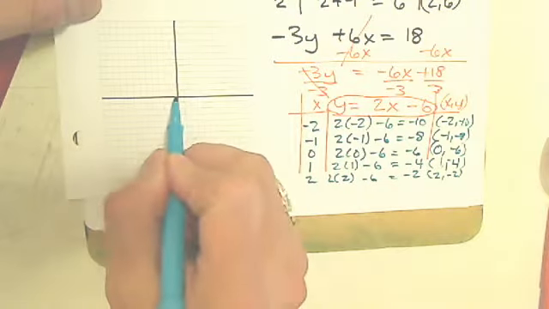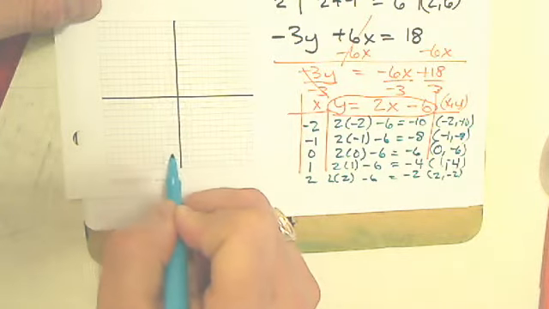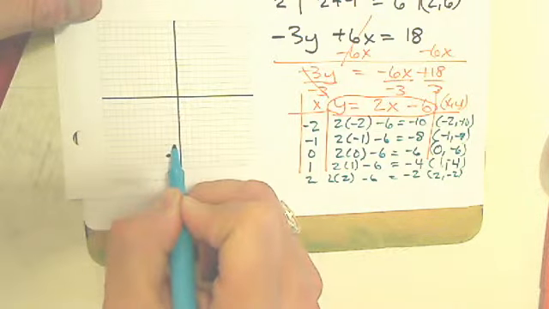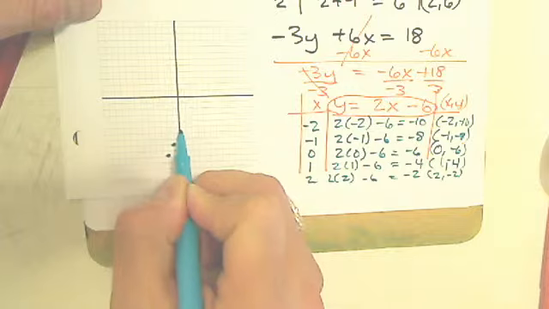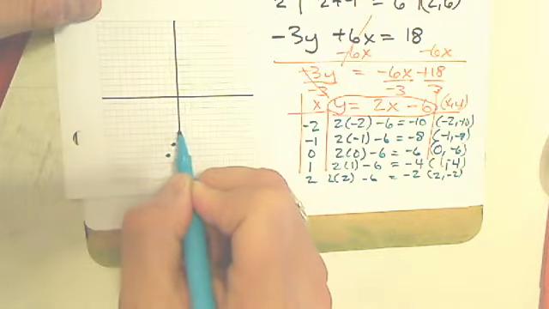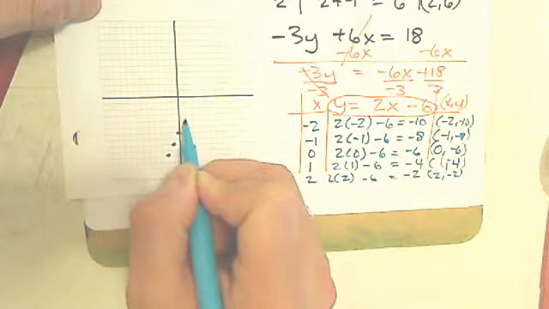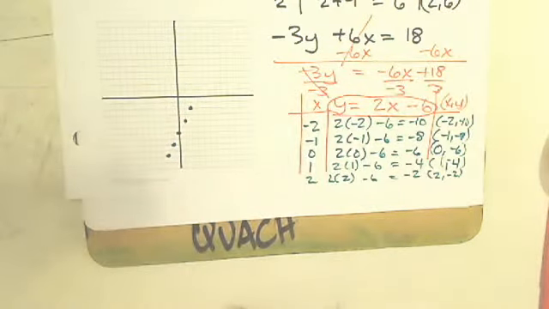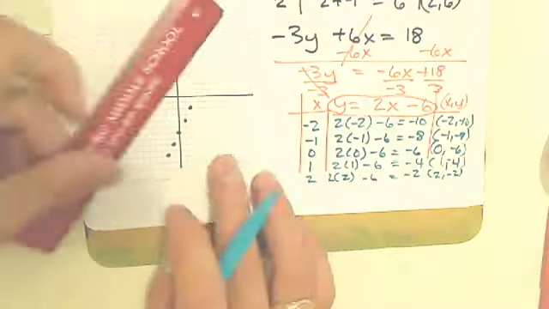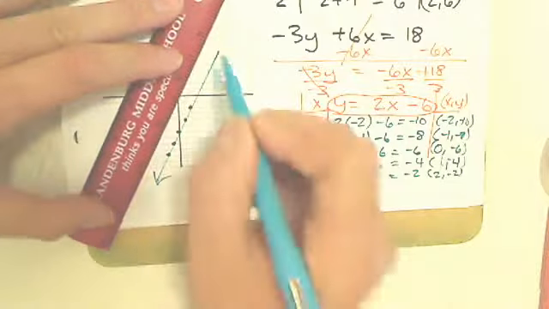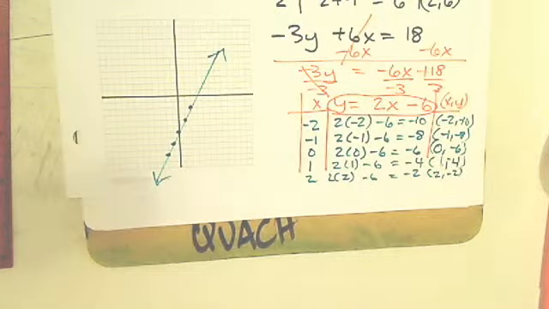Graph. -2 all the way down to -10. -1 all the way down to -8. 0, -6. Then 1, -4, and 2, -2. If you cannot connect the line with a ruler, then you did it wrong. There's my ruler. There's my line. Arrows through the ends, going through the quadrants.